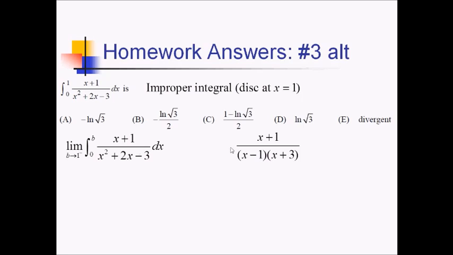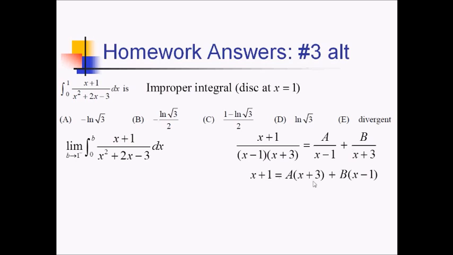But this time I'm going to do my little partial fraction dance. So I'm going to split this up into a over x minus 1 plus b over x plus 3. Then I multiply everything by x minus 1, x plus 3. That leaves me with x plus 1 on the left. And over here, the x plus 1's cancel, so I have a times x plus 3. Over here, the x plus 3's cancel, so I have b times x minus 1.